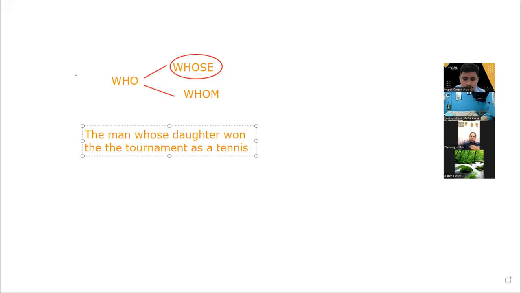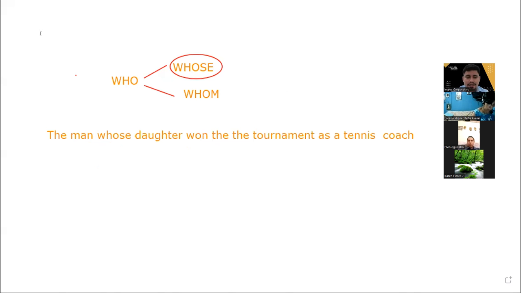It's a tennis coach. Okay, just take a look at this sentence here. It says, the man whose daughter won. If we are referring here to the use of whose, we are identifying the position of someone, and also adding some extra information to this structure. So the man whose daughter, okay.